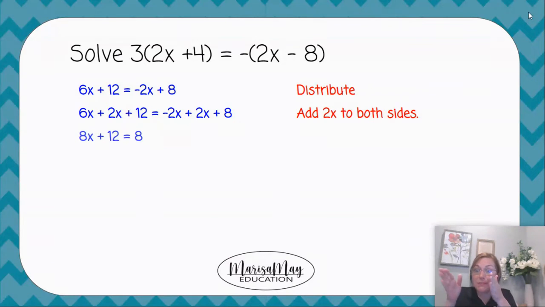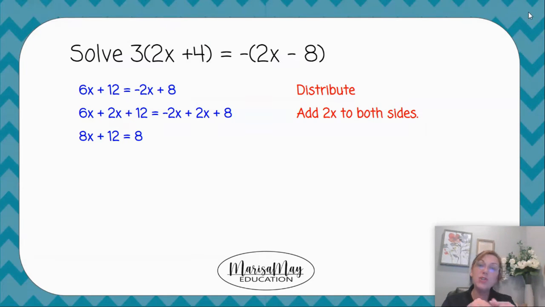Essentially, I've moved all of the x's to the left side, and now I have what we call a two-step equation. You may ask, why? How do you know it's a two-step equation? Well, look at what's happening to the variable. There are two things. It's being multiplied by 8, and it's being added by 12. In order to solve, we have to get rid of both of those.